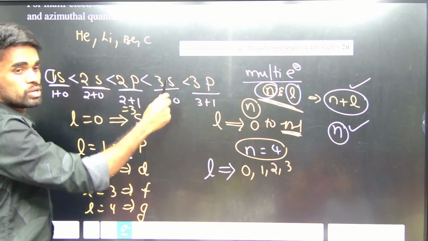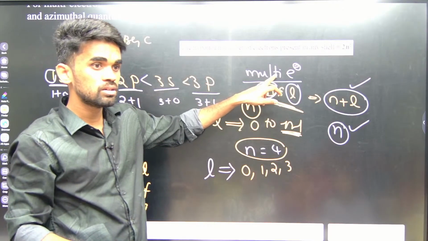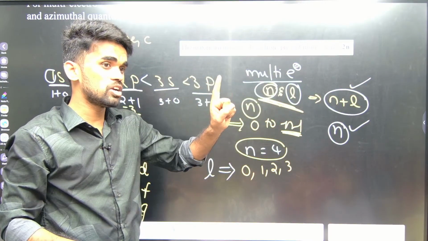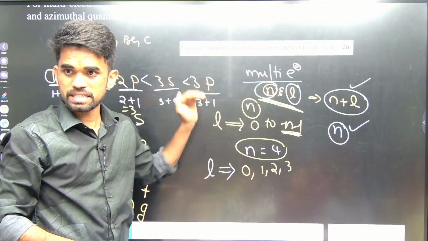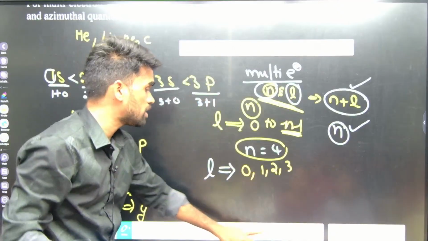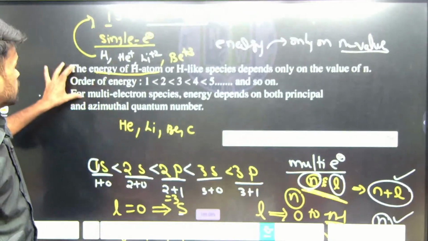So this is the story: for a single electron system, only the n value you need to check. Is this clear, everyone? We will come back to this while doing the questions.